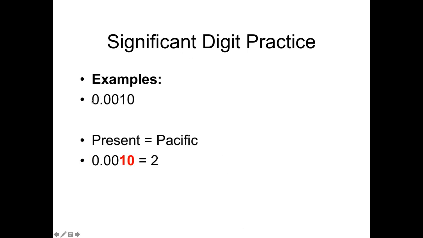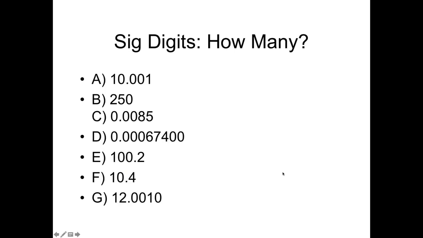And then for this one here, there's a decimal point, so we're going to start from the first non-zero number, which is this one. It'll have this here, so we'll have 0.0010 to give us 2. So how many significant digits does this have?